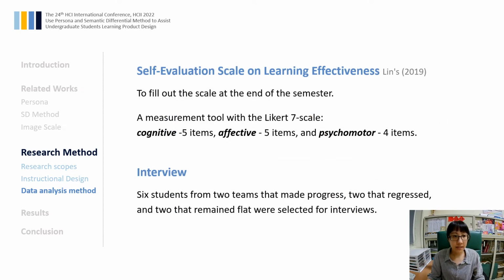Also, we will ask students to fill out the self-evaluation scale on learning effectiveness at the end of the semester. The scale has three factors, that is cognitive, affective, and psychomotor. After all the data analysis results are shown, we will invite 6 students from 2 teams that made progress, 2 teams that regressed, and 2 teams that remained flat to be selected for interviews.